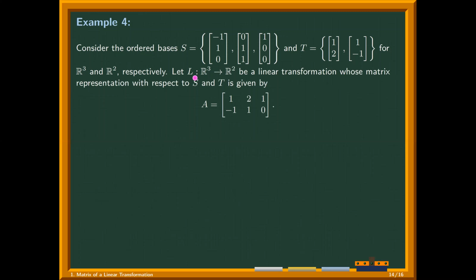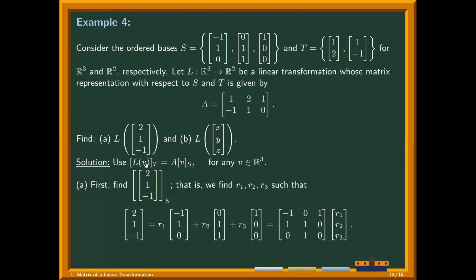Let us suppose that L is a linear transformation from R3 to R2 such that the matrix of L with respect to S and T is already known. So let's say its matrix with respect to S and T is given by matrix A as shown. Using this, we can find the function values of (2, 1, -1) under L and the function value of a general vector from R3 under L.